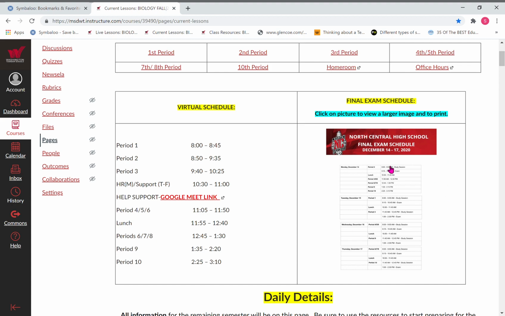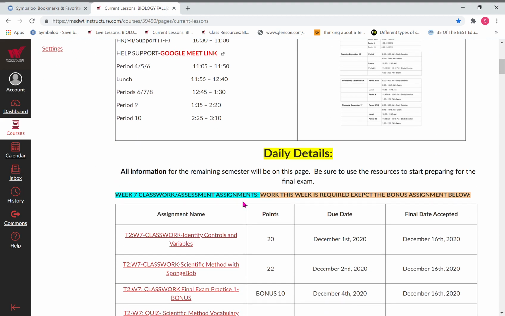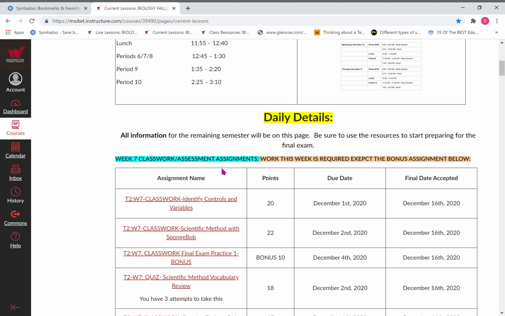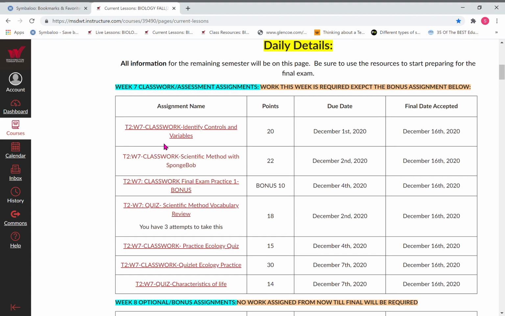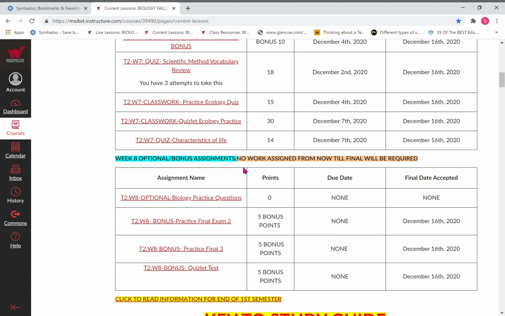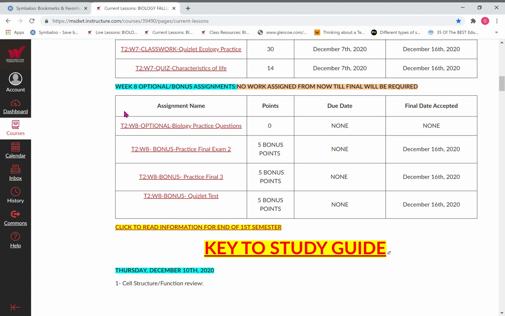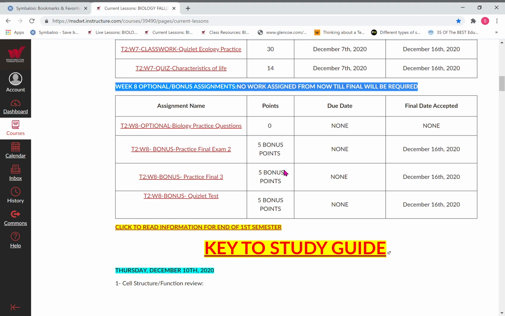Here's the final exam schedule, you can click on it. I've also given details this week per breakdown, a little simpler than the exam there. This is the assignments from last week. If you still need to do them, they are open till the 16th. Otherwise, the grade stands as it is. This week, I'm not giving any assignments that are going to require you to gain points. All the points you have are already earned.